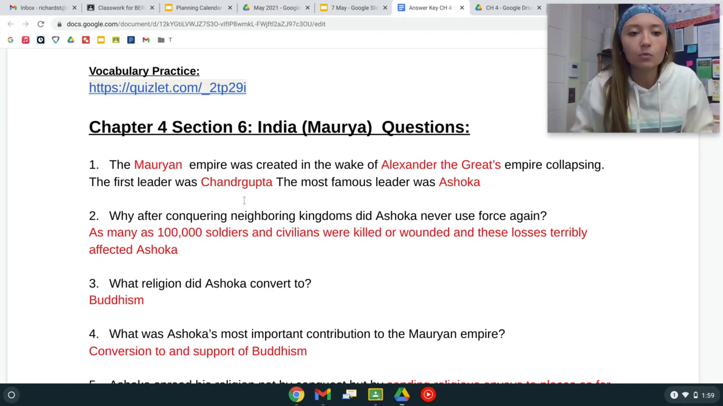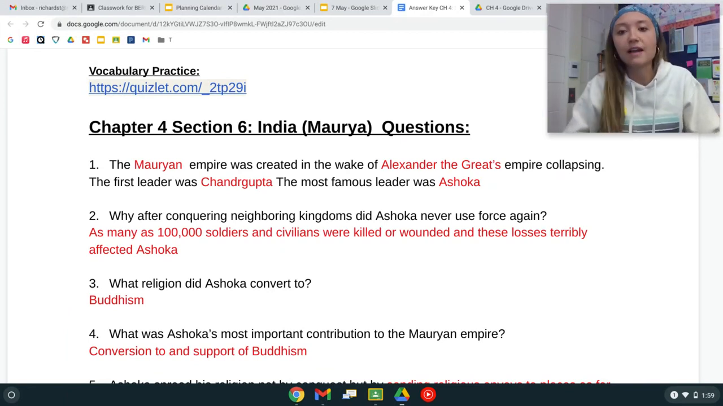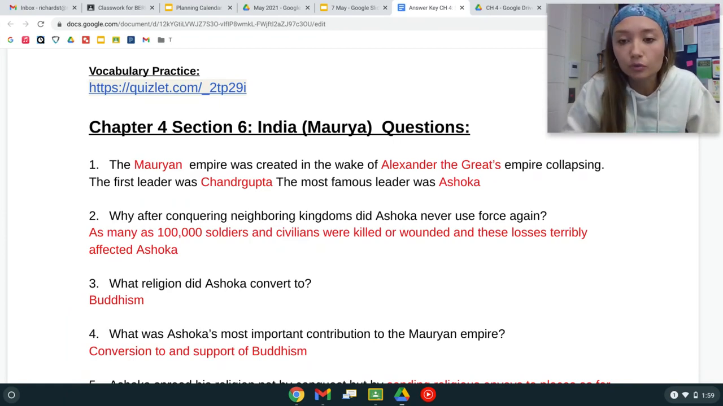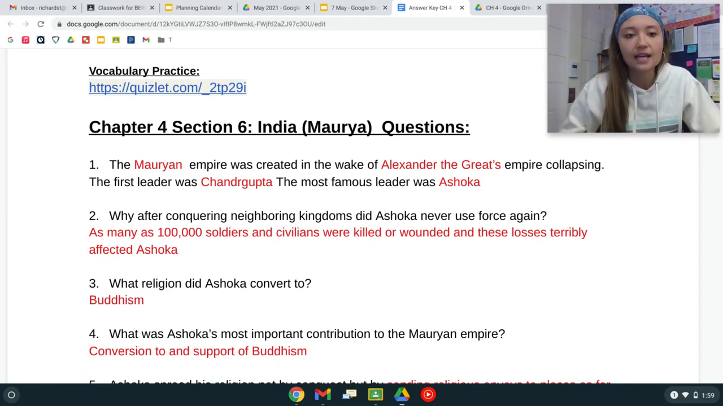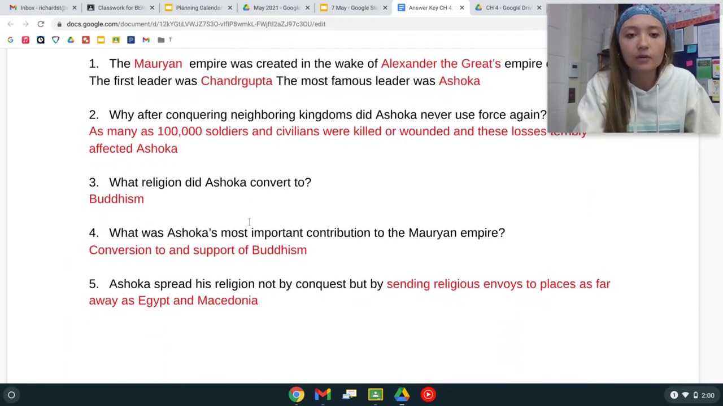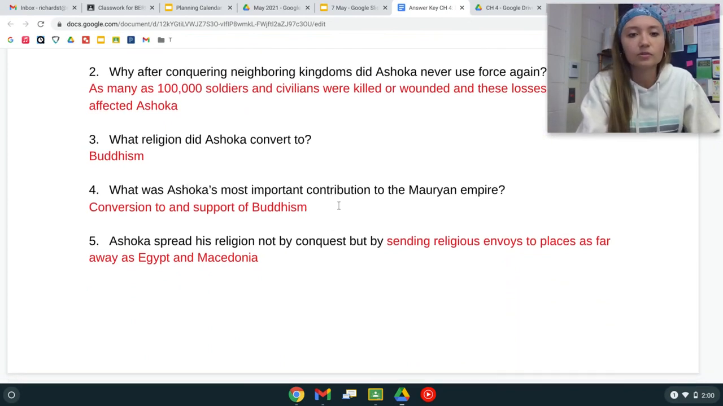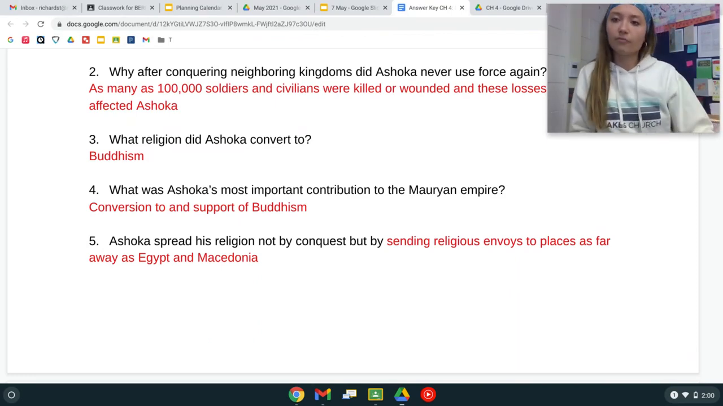Number 2, why after conquering neighboring kingdoms did Ashoka never use force again? As many as 100,000 soldiers and civilians were killed or wounded. These losses really affected Ashoka. He felt bad about this. He wasn't a power-hungry tyrant, and he instead saw this terrible loss of life, and he really changed from that. Number 3, what religion did Ashoka convert to? Buddhism. Number 4, what was Ashoka's most important contribution to the Mauryan Empire? It was his conversion to and support of Buddhism.